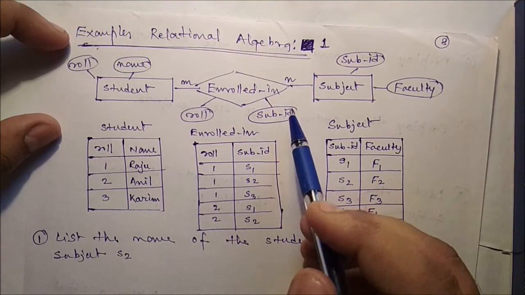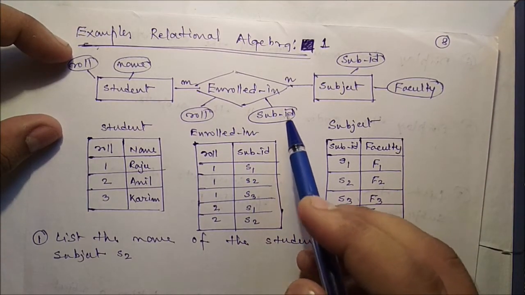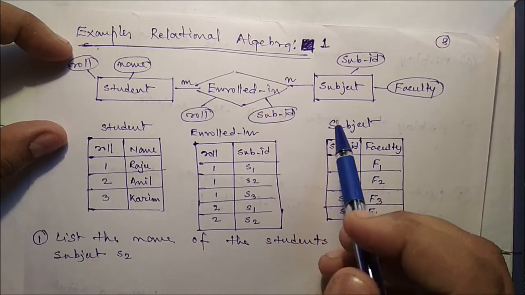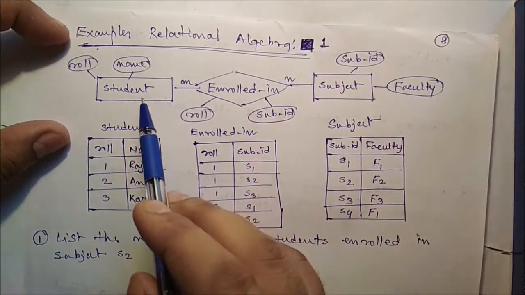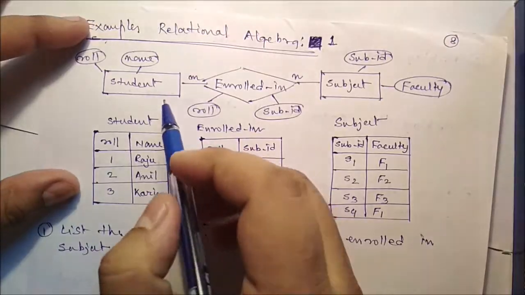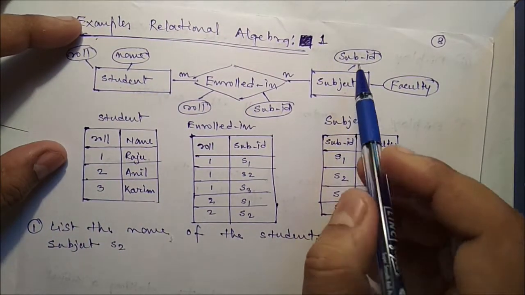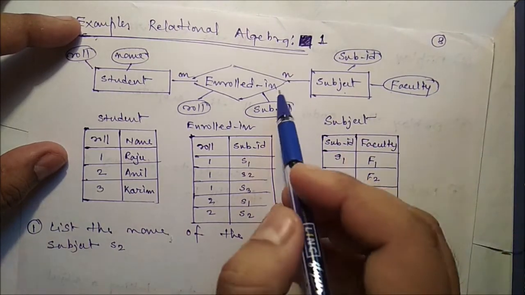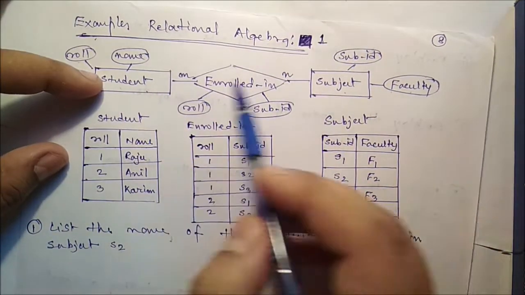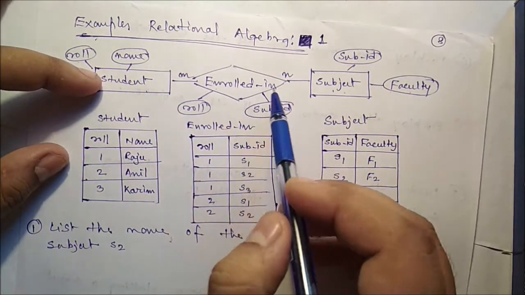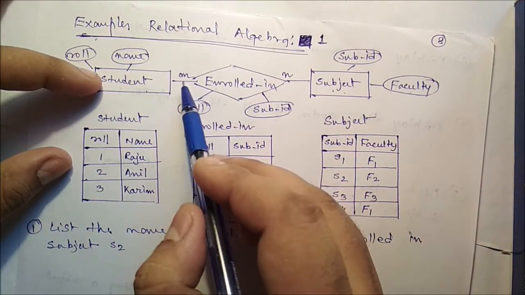Welcome back, friends. Here we'll talk about a simple example of relational algebra. This is our ER diagram. Student has attributes roll number and name, and subject has subject ID and faculty. There's a relationship between student and subject. The relationship name is Enrolled in, and it is an M to N relationship.